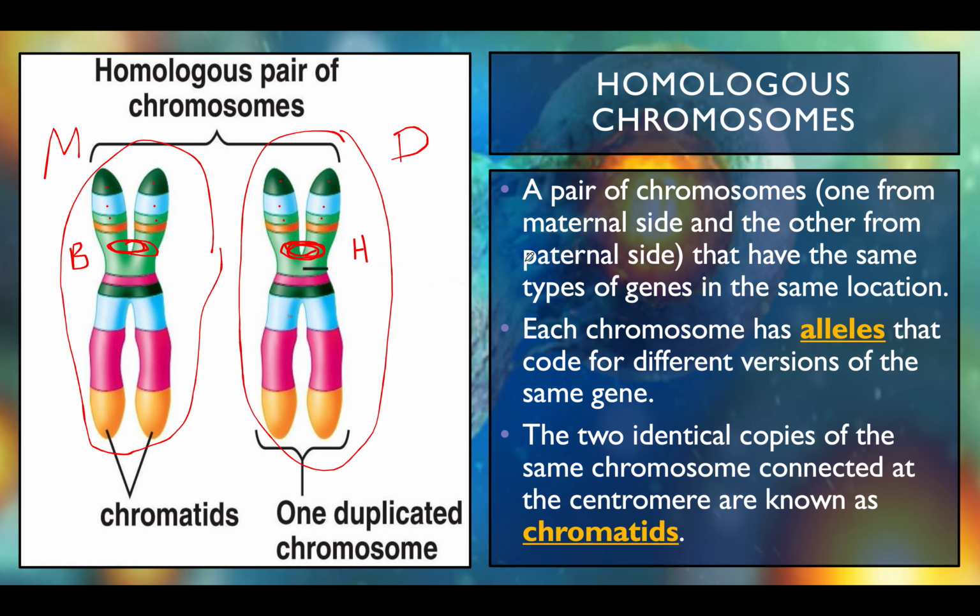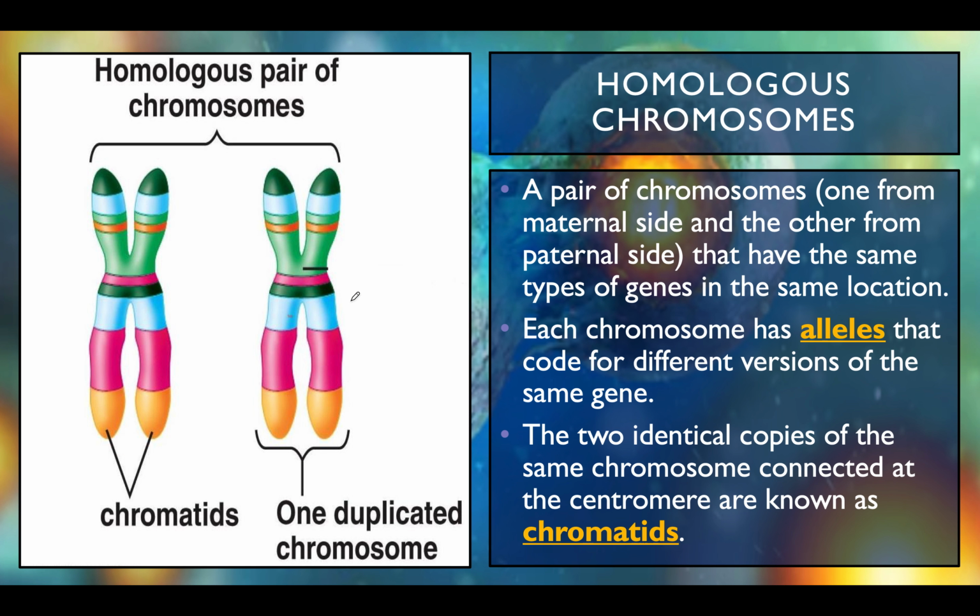The two identical copies of the same chromosome connected at the centromere are known as chromatids. So first, let's wind up a little bit. What is a centromere? A centromere is just the area where these are attached.